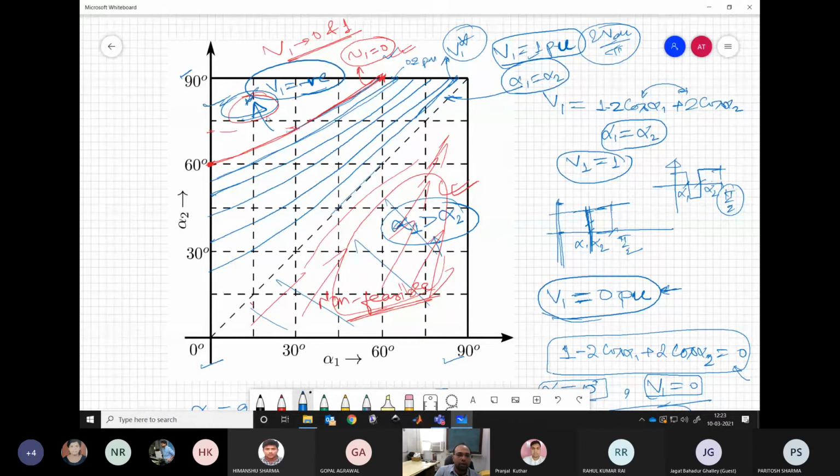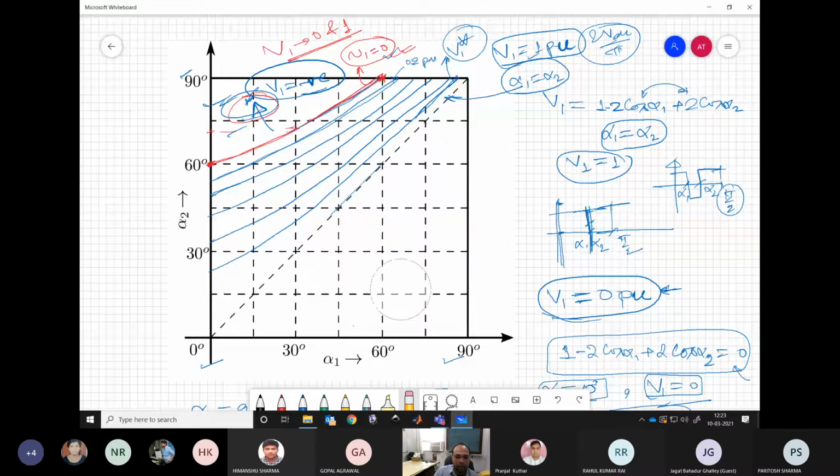So we will see what is the consequence of operating in this zone a little later. Okay, now once these things are said, we are only operating in this range where we have V1 equal to 0 and then going up to V1 equal to 1.